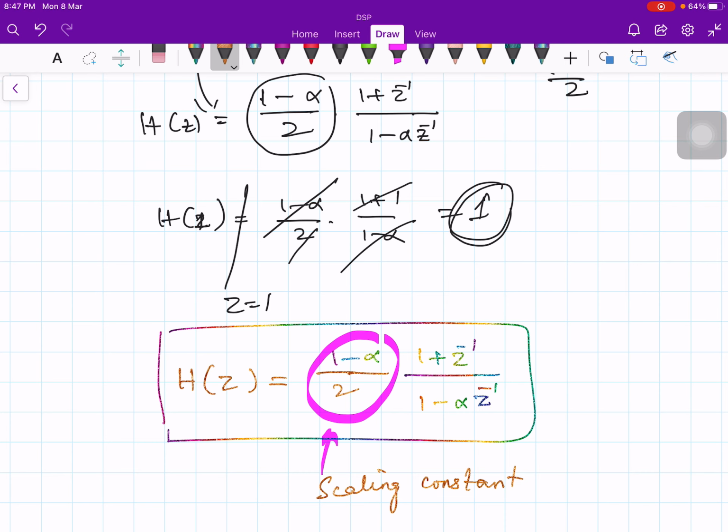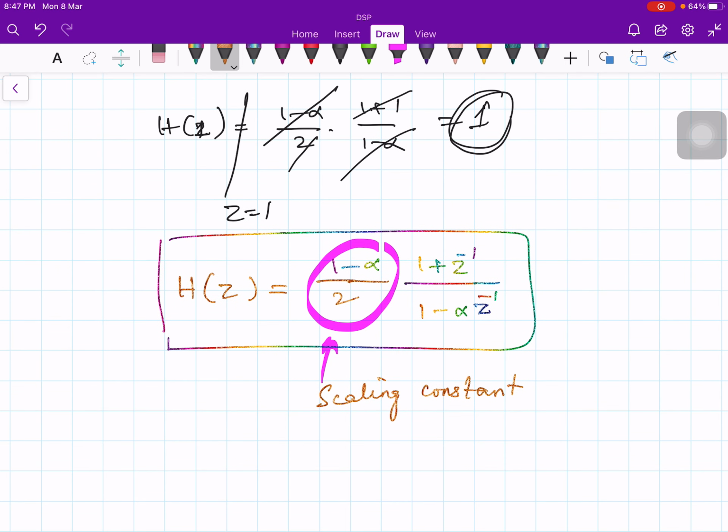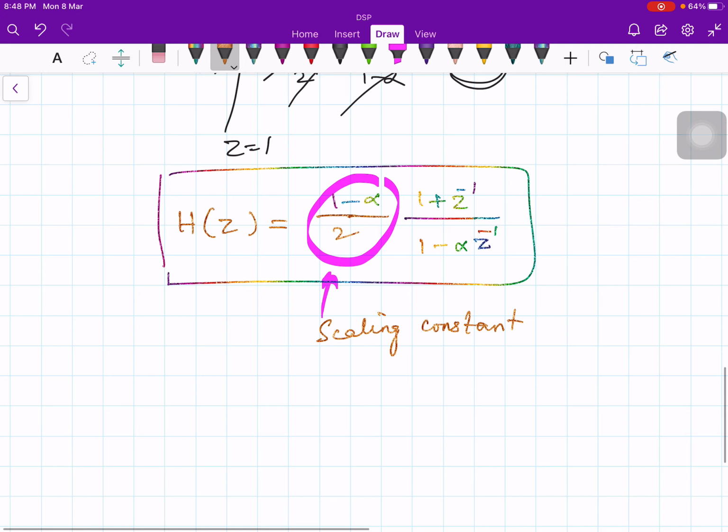Why did we introduce the scaling constant? To make the DC response unity. For that reason we are introducing that. Therefore, what is the DC response? The DC response is 2 divided by 1 minus alpha.